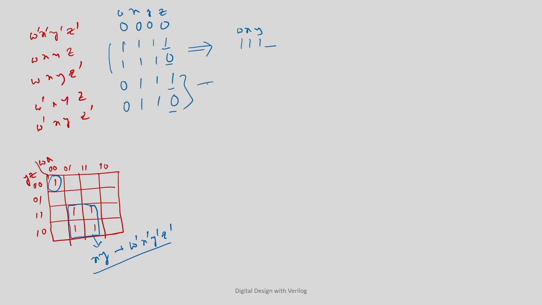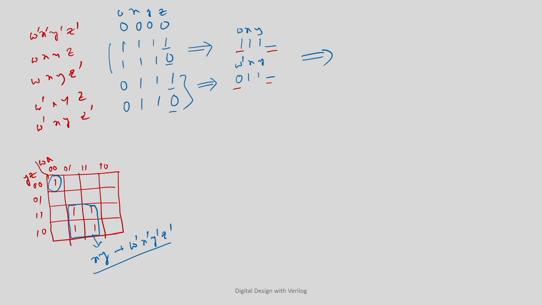So I can combine these two and I will end up getting 0, 1, 1, dash. So this is W, X, Y. So these are two implicants. This W, X, Y and W bar, X, Y, they are the two implicants. Now, I can again club these two together, because what I can see here is that Z is removed in both cases. So, Z is not there. So, I put them as a dash and now they differ by a single bit in W.